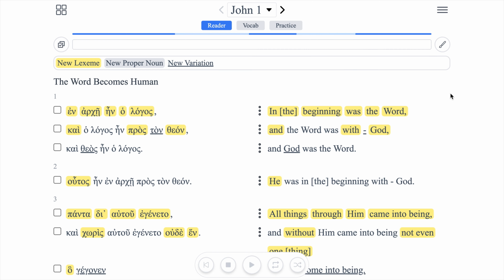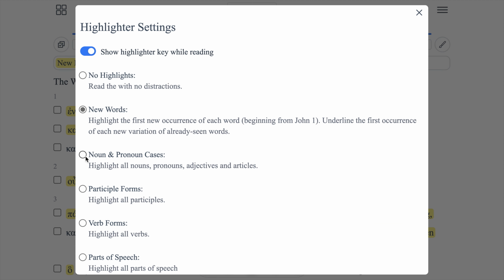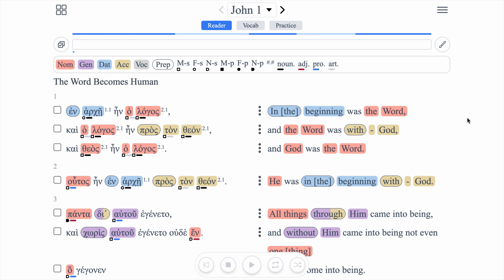If we open the Yoddle Reader, we can turn on the noun highlighter, which helps us easily identify grammar concepts visually without having to learn word endings. Let's take a look at the English translations in the first chapter of John to see the variety of word orders.